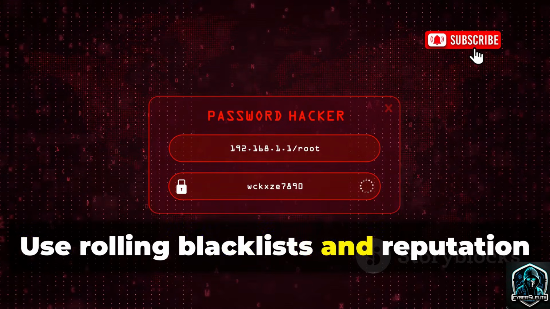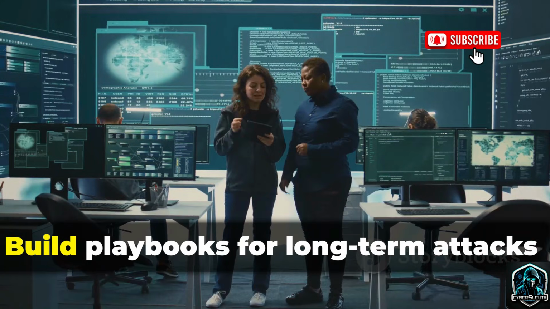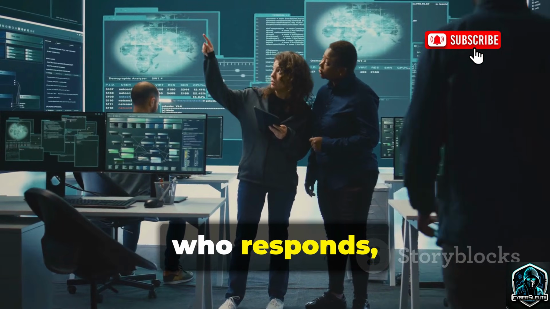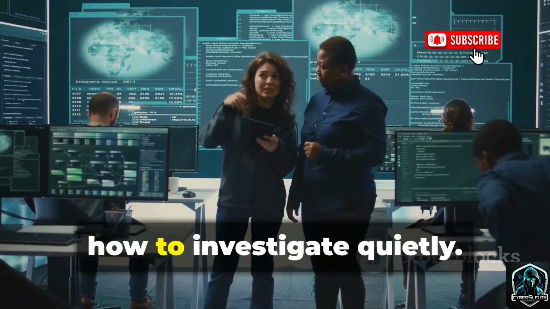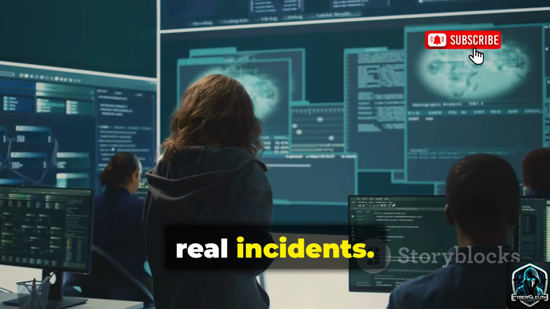Use rolling blacklists and reputation scoring. Penalize repeat offenders over time. Build playbooks for long-term attacks. Who responds, what data to collect, how to investigate quietly. Run drills to build muscle memory for real incidents.